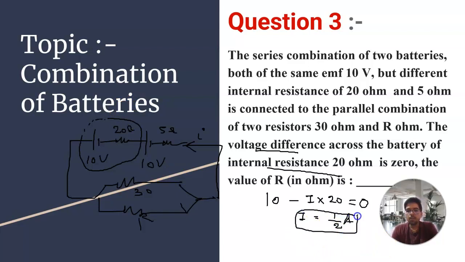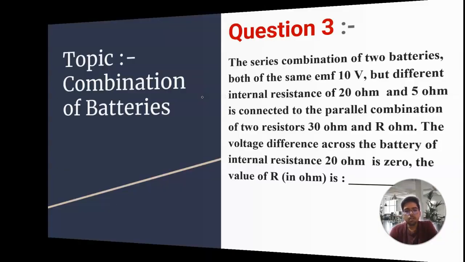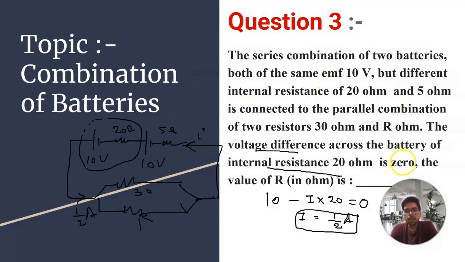Now they are asking what is the value of this R. Half an ampere of current is passing through this, this is 30 ohm, and this is R. Let us see the statement again: the voltage difference across the battery of internal resistance 20 ohm is 0, so 10 minus I into 20. So the current value is correct.